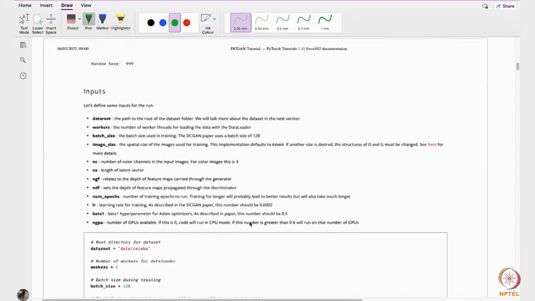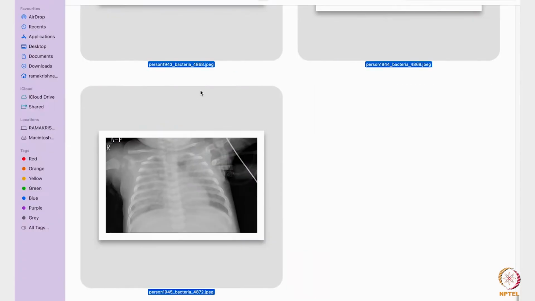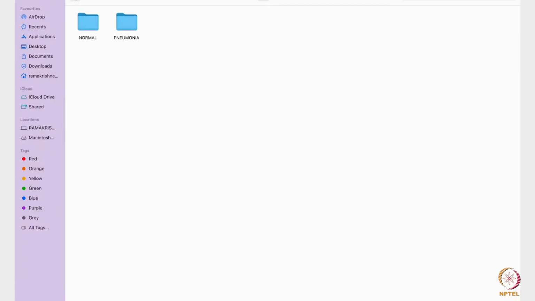Now coming back to the inputs or hyperparameters, whatever we are keeping here. Here you can see the data root. Data root in the sense the root directory. Suppose here, as I have shown you earlier, I am trying to use chest X-rays. Chest X-rays folder is the root folder. Inside this, again I am going to train data. Inside that root folder, we have normal and pneumonia folders.